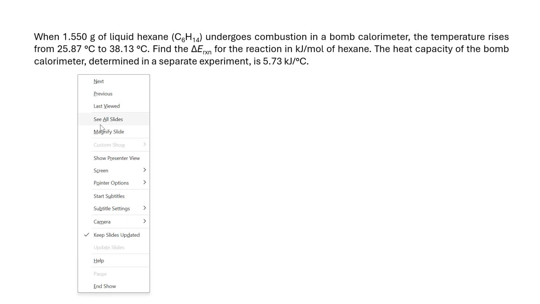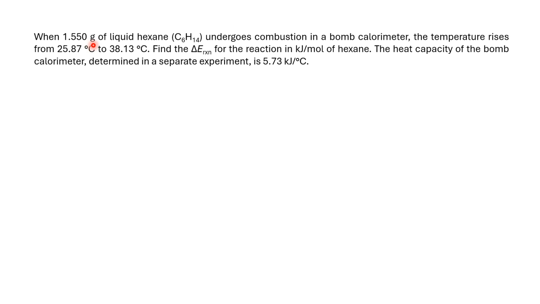It says when 1.550 grams of liquid hexane undergoes combustion in a bomb calorimeter, okay, as soon as you read the words bomb calorimeter, you're like, okay, constant volume, there's no work being done. All the energy is released or absorbed in the form of heat. And notice they said the temperature rises from 25.87 to 38.13, so there's your delta T. They said find delta E for the reaction in kilojoules per mole of hexane, and the heat capacity of the bomb calorimeter, determined in a separate experiment, is 5.73 kilojoules per degree Celsius.